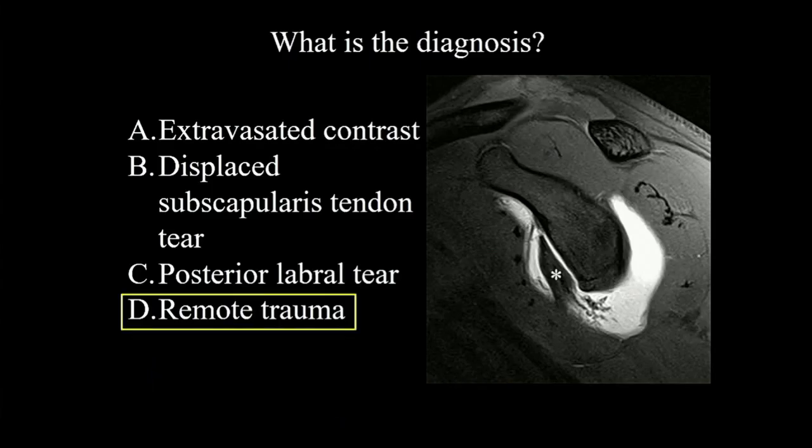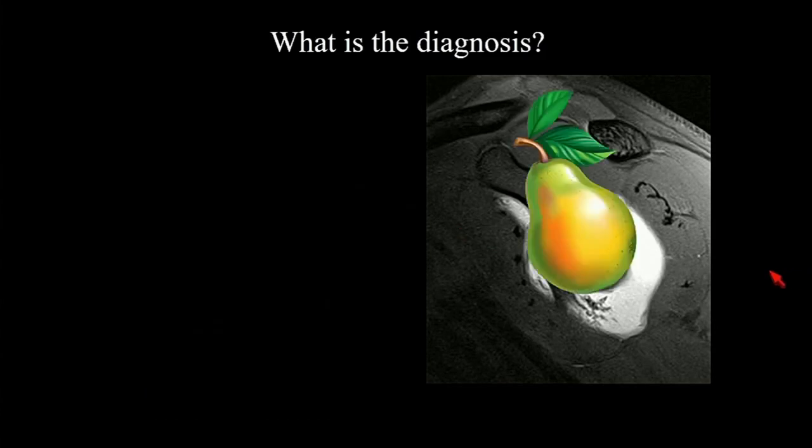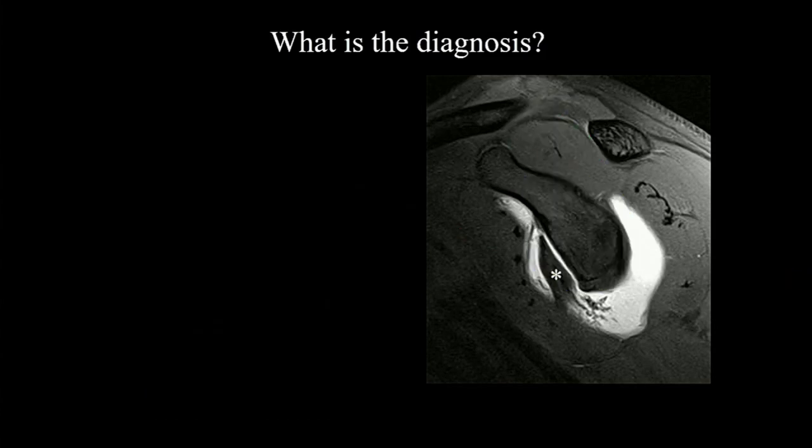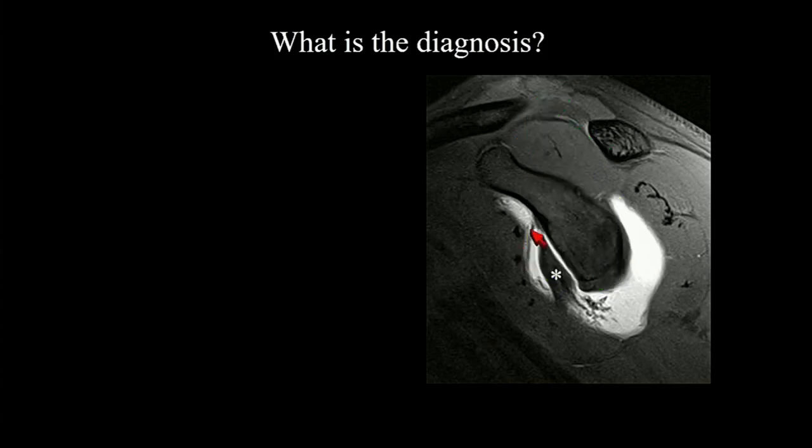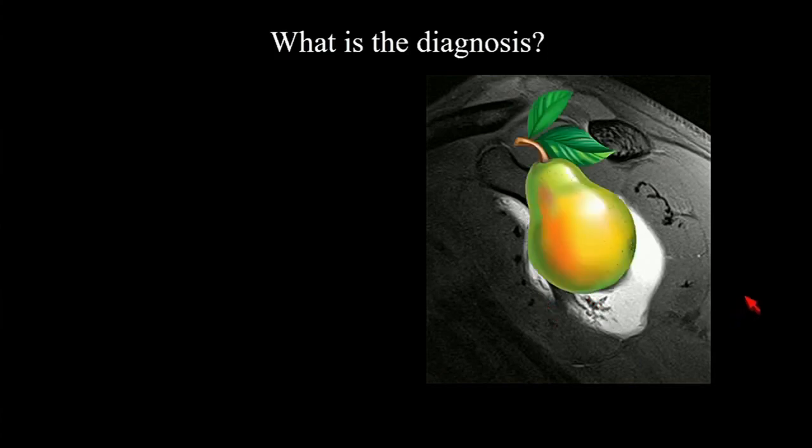Okay, so this is remote trauma. The reason is that if you look at the shape of the glenoid on a sagittal image, you should have a pear shape, just like we're showing you here. It's not a complete sphere. It's not an oval. It's going to be somewhat asymmetric from front to back. So there's something that's going through the expected contour of the anterior and the anterior-inferior glenoid.